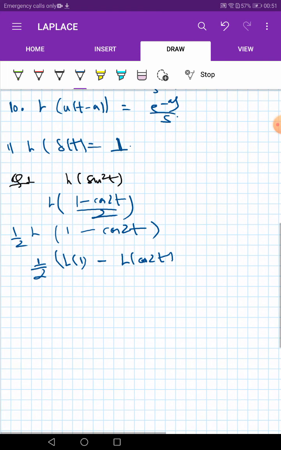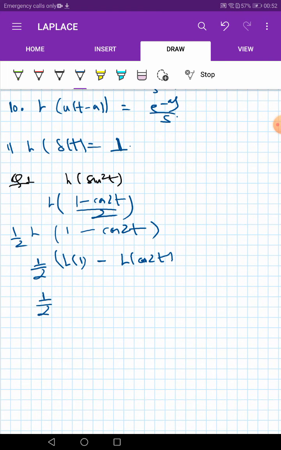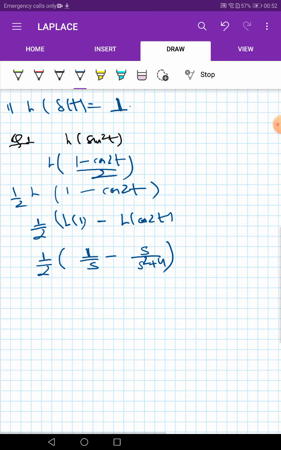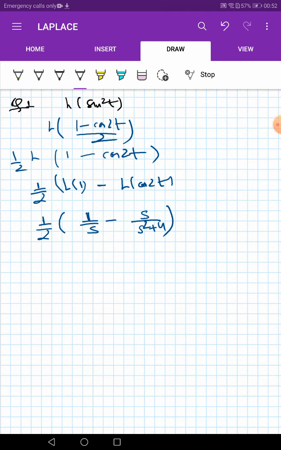So Laplace transformation of 1 is 1 by s, and Laplace transformation of cos at is basically s by s square plus a square. So a is 2, so s square plus 4. So this is our Laplace transformation, 1 by 2 times 1 by s minus s by s square plus 4. This is our answer.